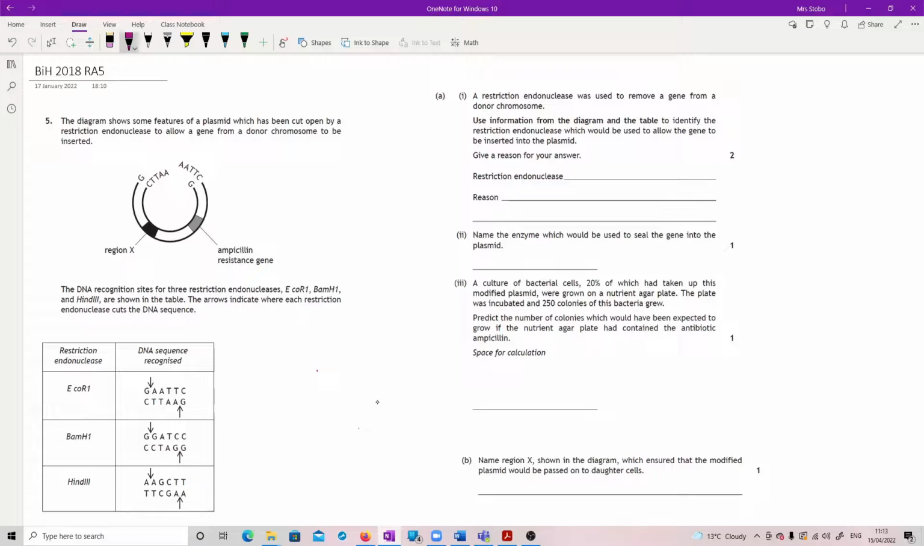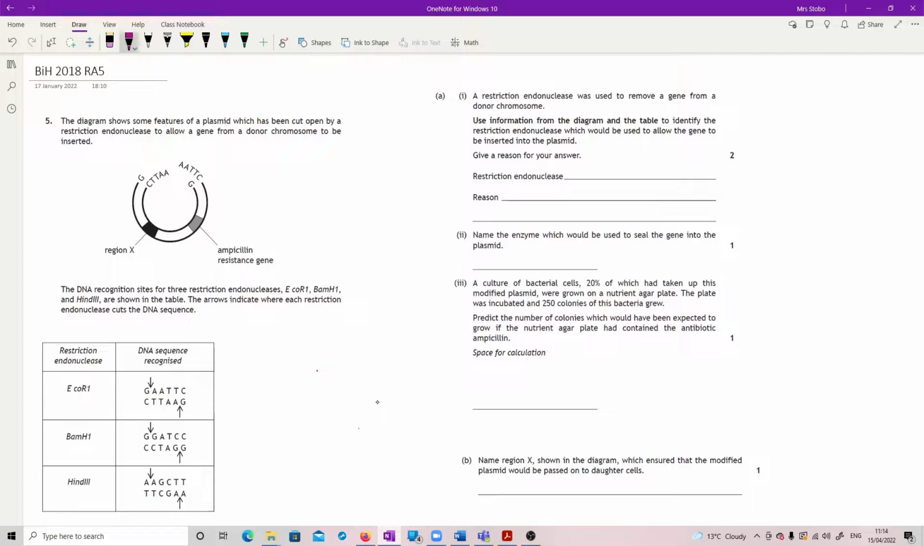and then we've got the ampicillin resistance gene and another one which have not been named, and as soon as you see that you're like, they're going to ask me what that is. A restriction endonuclease was used to remove a gene from a donor chromosome. Use information from the diagram and the table, so you're being told, and that's in bold, you're going to have to use both, to identify the restriction endonuclease which would be used to allow the gene to be inserted into the plasmid. Give a reason.